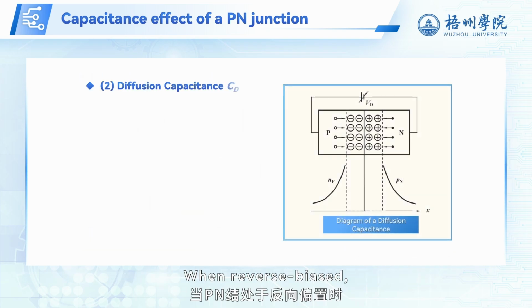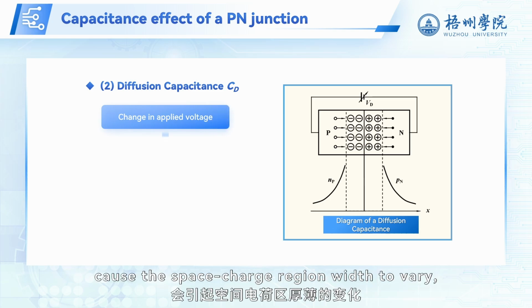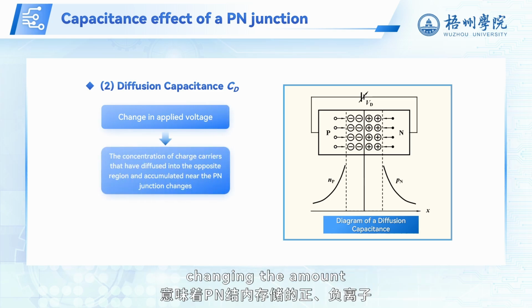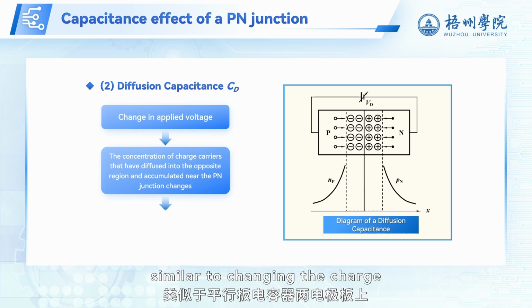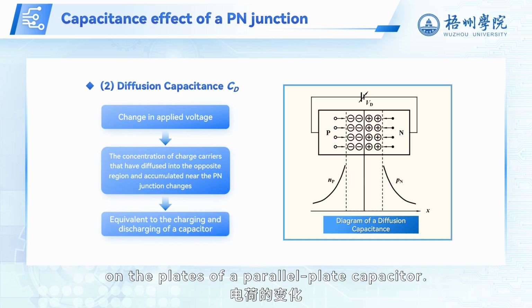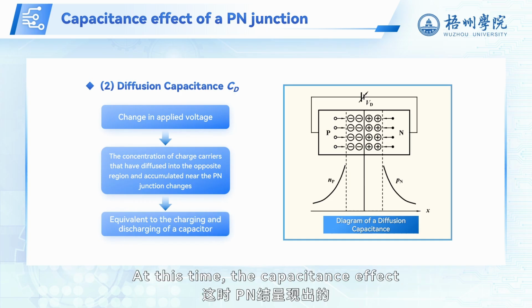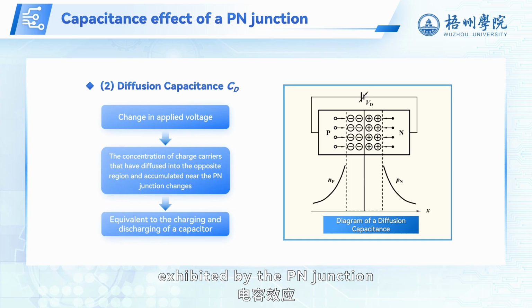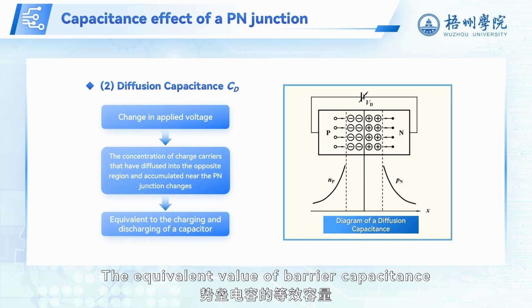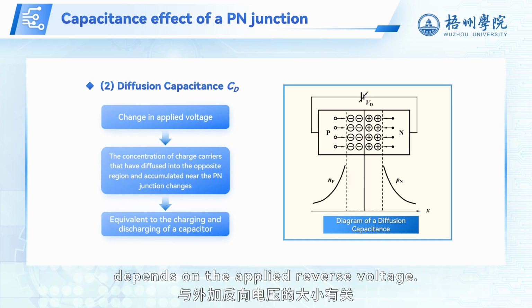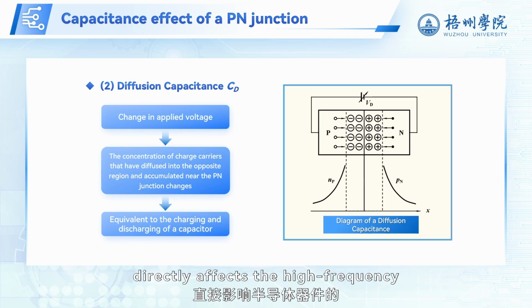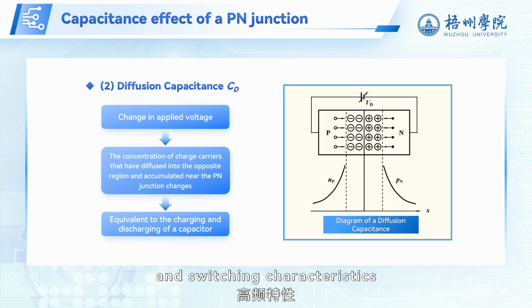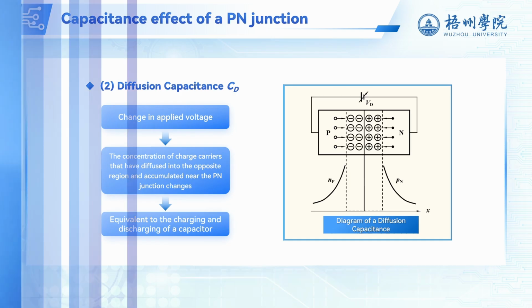When reverse biased, changes in the applied voltage cause the space charge region width to vary, changing the amount of stored positive and negative ion charge, similar to changing the charge on the plates of a parallel plate capacitor. At this time, the capacitance effect exhibited by the p-n junction is called barrier capacitance. The equivalent value of barrier capacitance depends on the applied reverse voltage. The capacitance effect of a p-n junction directly affects the high frequency and switching characteristics of semiconductor devices.